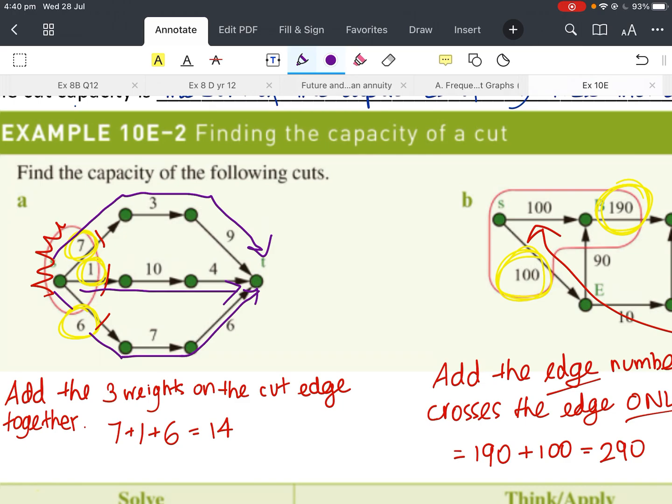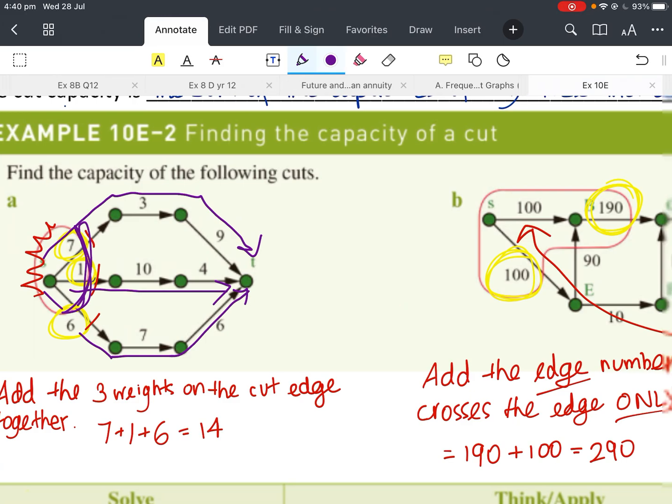All right, so we cut it in 3 spots because there's basically 3 routes, isn't there, to get from the source to the sink. And if you cut it along a lovely line there, you've cut it at the 7 weighted edge, the 1 weighted edge, and the 6 weighted edge. So the capacity of the cut is the 7 plus the 1 plus the 6.